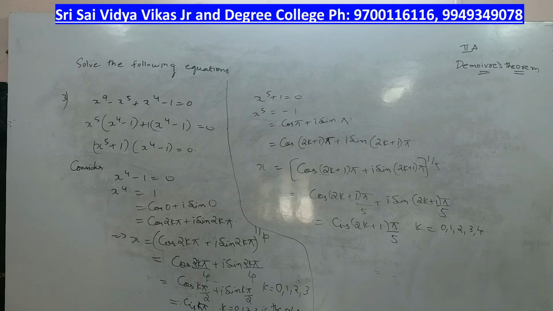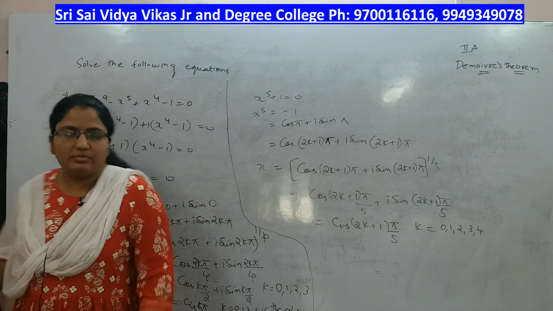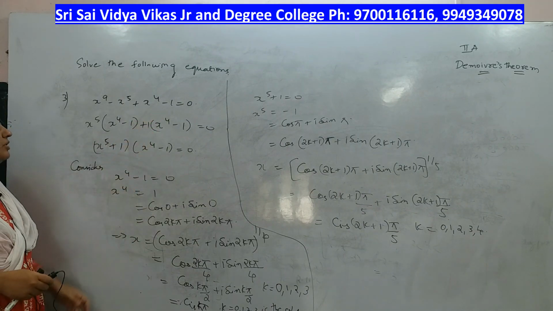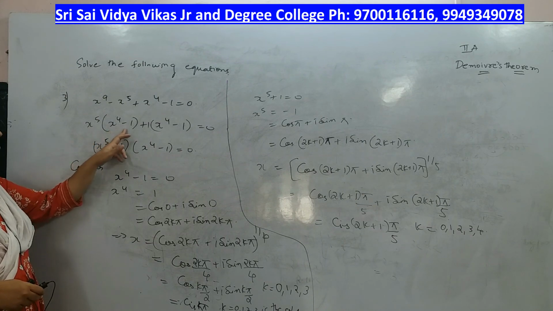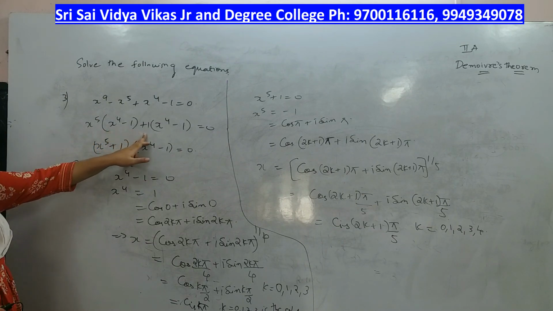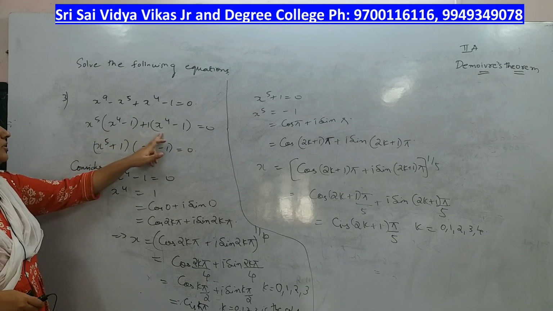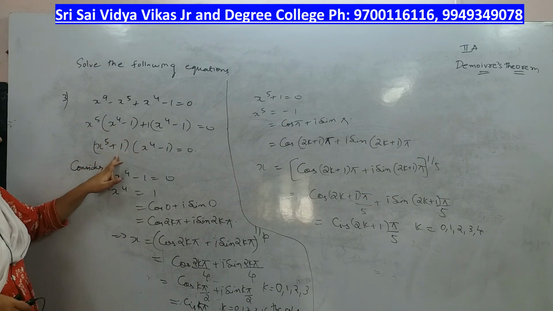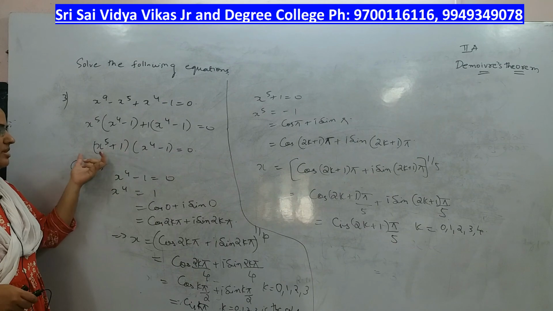In the next problem we have x power 9 minus x power 5 plus x power 4 minus 1 is equal to 0. From these two terms take x power 5 common, you have x power 4 minus 1, plus 1 into x power 4 minus 1 is equal to 0. From these two terms take x power 4 minus 1 and here you have x power 5 plus 1 is equal to 0. Consider these two separately.